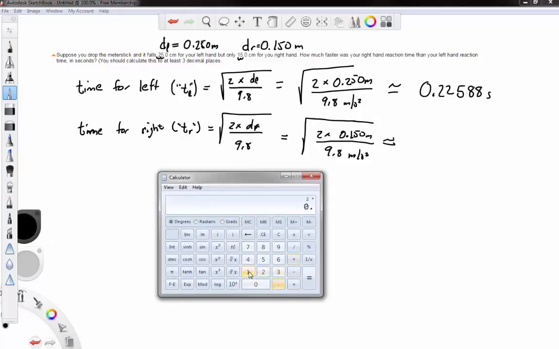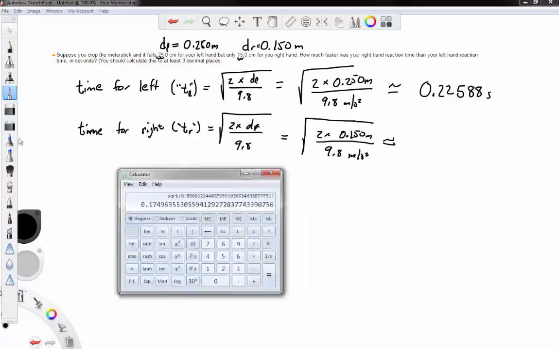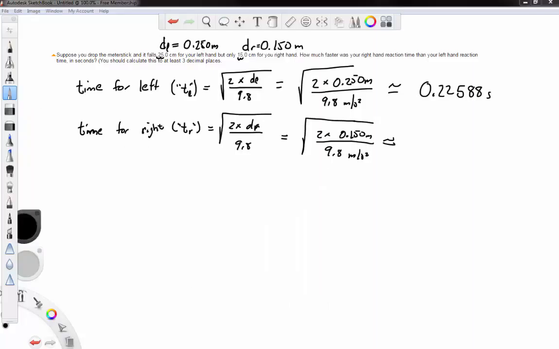2 times 0.150 divided by 9.8 gives us this. Then we got to take a square root. That gives us this. So this is 0.17496 seconds. Alright, so what we want is how much faster is the right hand reaction time.